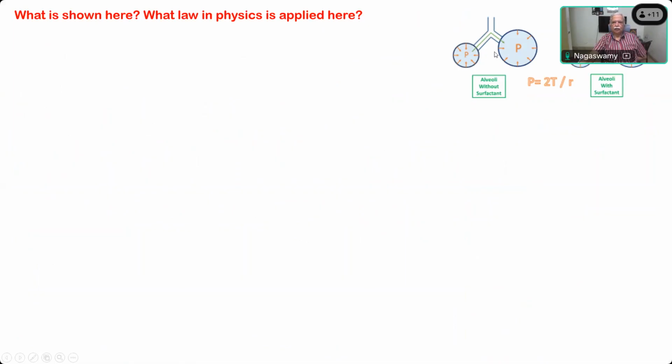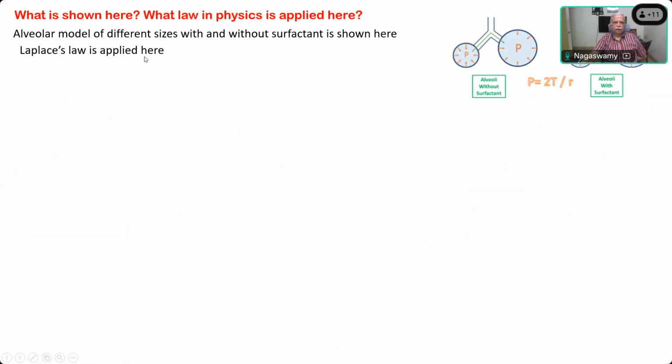There are two alveoli shown, isn't it? There is a common tube dividing into Y-shaped entry points, and one has an arrow mark in green, another has no mark. The one where the arrow mark is showing shows alveoli without surfactant. The other shows alveoli with surfactant. So an alveolar model of different sizes with and without surfactant is shown here. Laplace's law is applied here. So what does Laplace's law postulate? What is the full name of this person, Laplace?